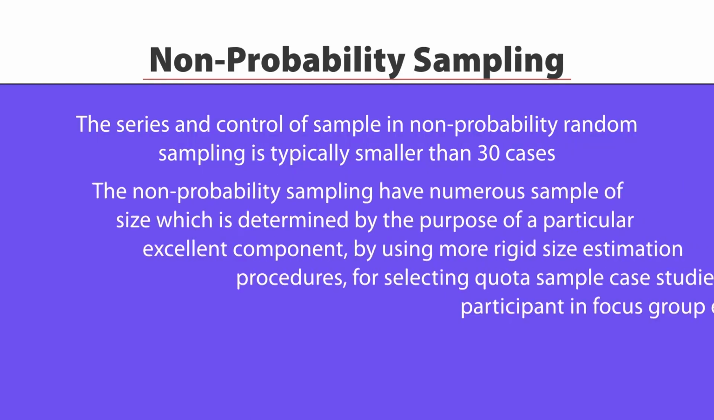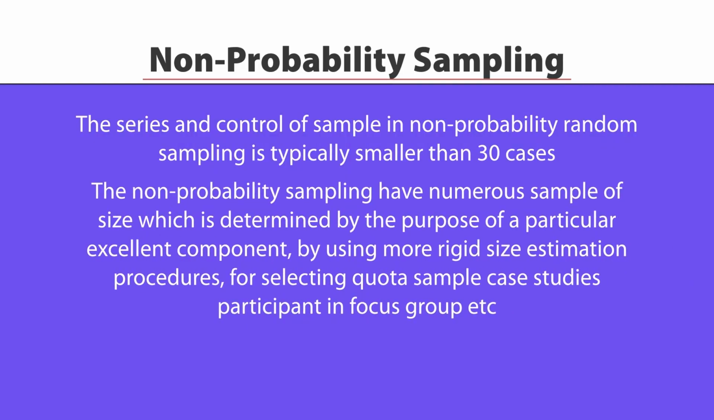So that could be the reason the result which comes has a very short-sighted approach and does not give a very holistic view or a robust report. So non-probability sampling has a numerous sample size which is determined by the purpose of the particular component, and this is using more rigid size estimation procedures.